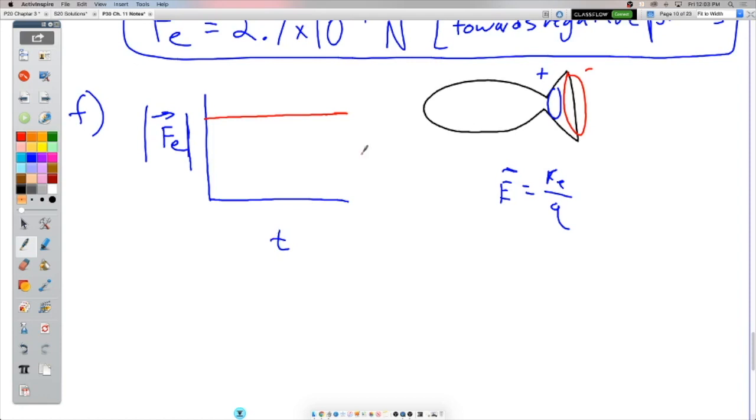We would say uniform E, electric field, therefore uniform force. We can go further with that. If uniform force, there's uniform acceleration, although the question didn't ask about that. Okay, cool.